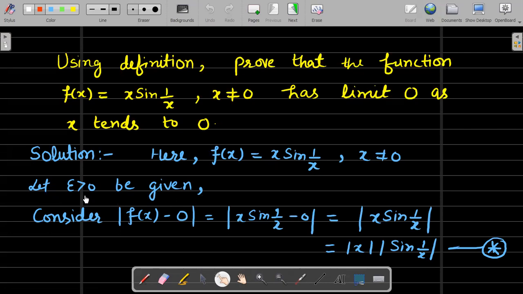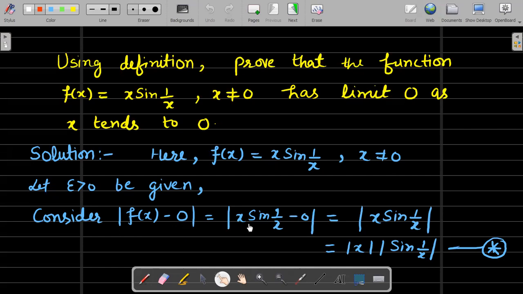Epsilon is any real number, any positive real number. We have to prove |f(x) - L| < epsilon whenever |x - a| < delta. So we have to prove |f(x) - L| < epsilon. So we consider |f(x) - L|. Here L is the limit of the function, so here L is equal to 0. So we consider |f(x) - 0|.